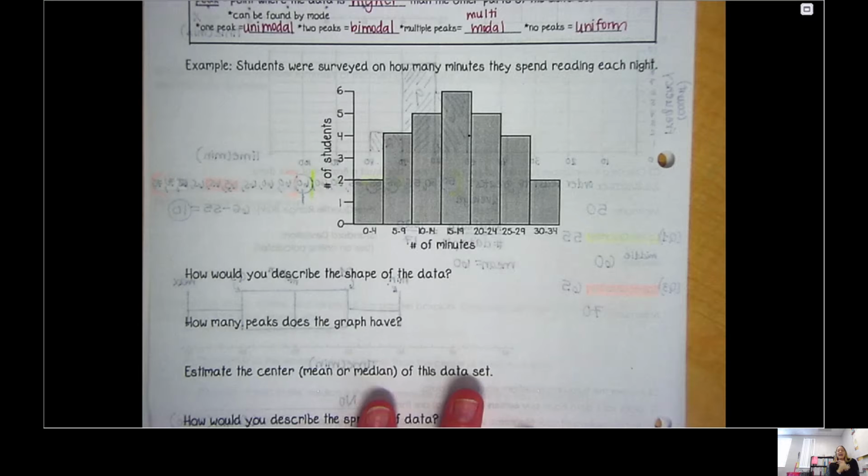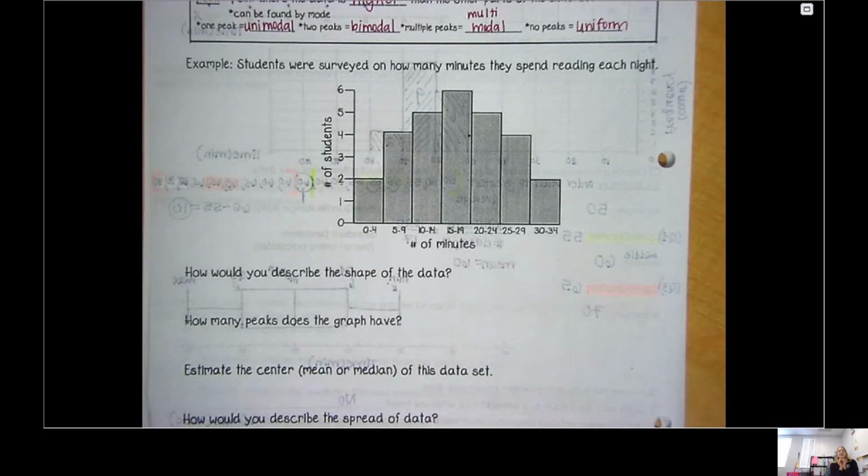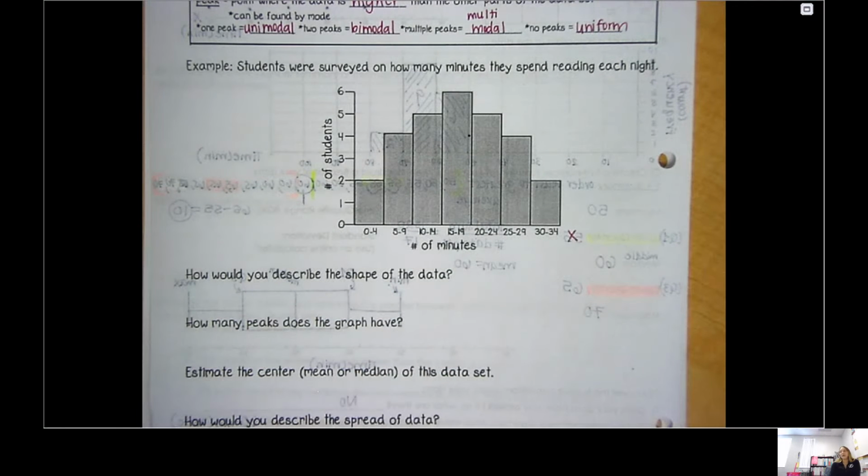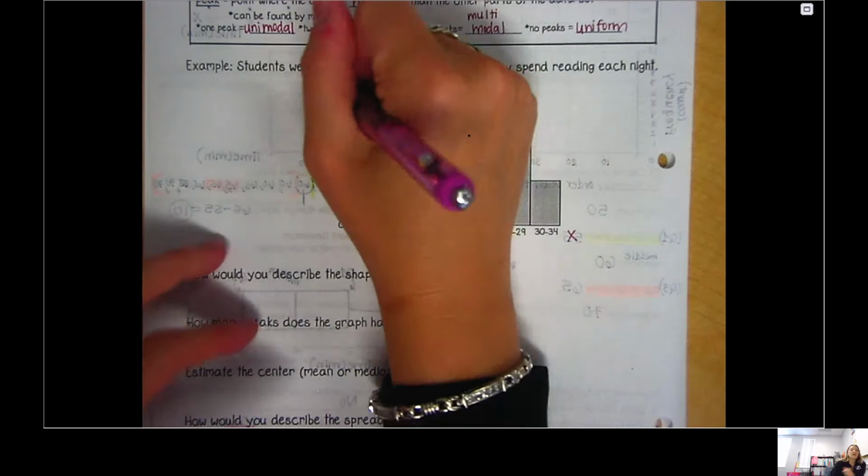So if I look at the x-axis, what is located on the x-axis? Is it students or minutes? Which one's the x? Minutes. Okay, this one's my x-axis. That's my independent variable. My y-axis is my number of students.